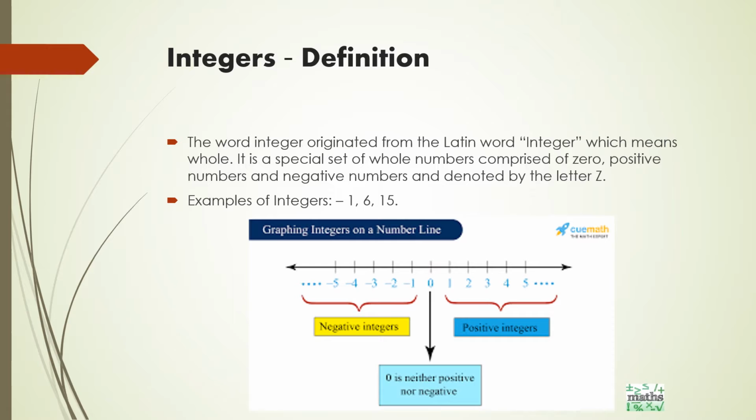or I. So, in the diagram over here, we can see that all the numbers to the right of 0 are positive numbers like 1, 2, 3, 4, 5, 6, etc. And all the numbers to the left of 0 are negative integers like -1, -2, -3, -4, -5, etc. But 0 is neither positive nor negative.